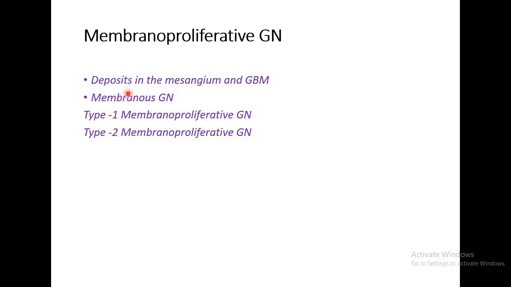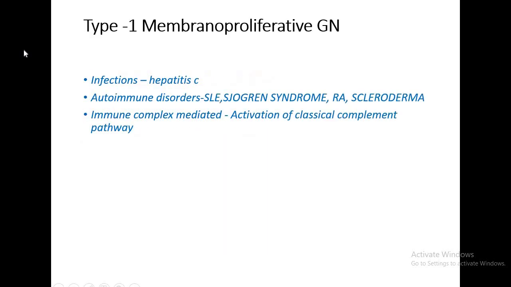Okay, and further, membranoproliferative glomerulonephritis is divided into type 1 and type 2. Type 1 is caused due to infections and autoimmune disorders, and here there is immune complex mediated activation of the classic complement pathway. Remember this, in type 1 there is activation of the classic complement pathway, whereas in type 2 there is activation of the alternative complement pathway.